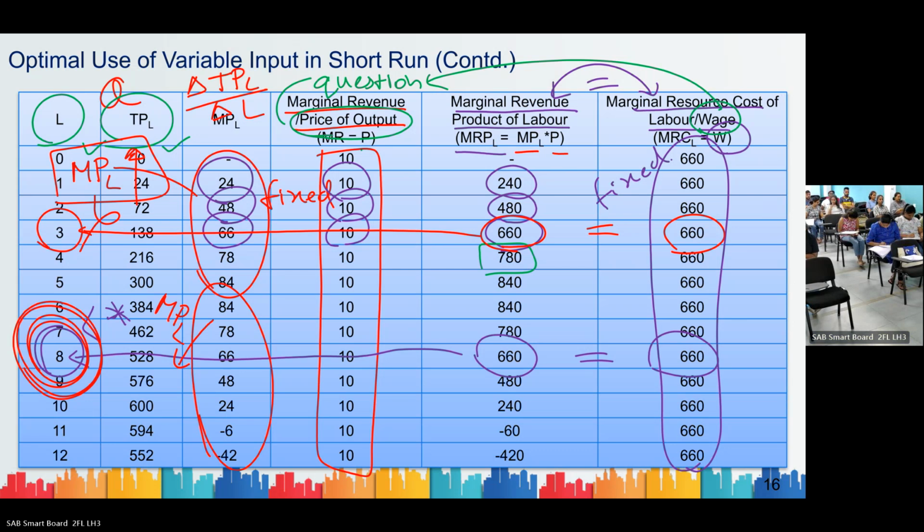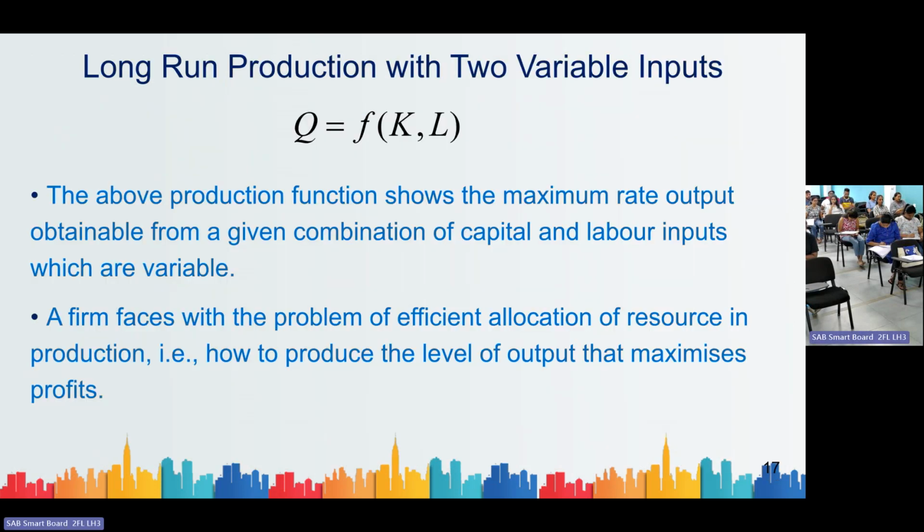Okay. We finished our discussion on short-run theory of production. We come to the long-run theory of production. We can have a 10 minute break before starting. Come back to the class at 9:35.